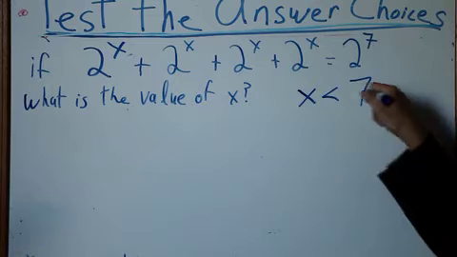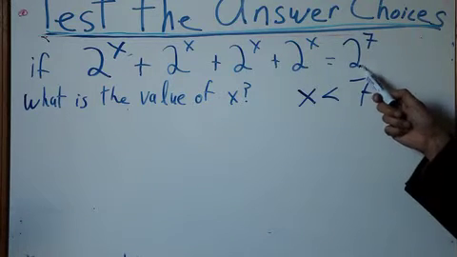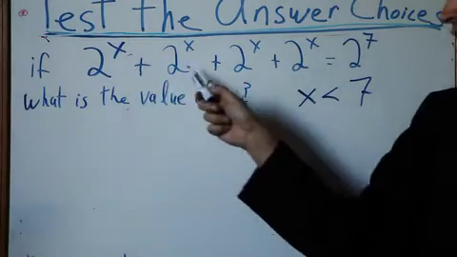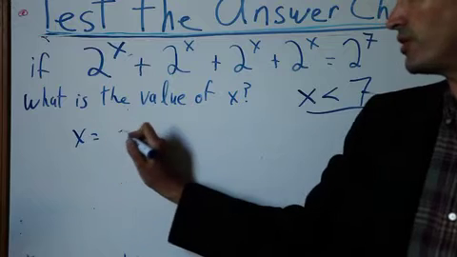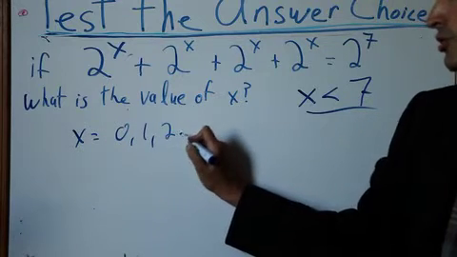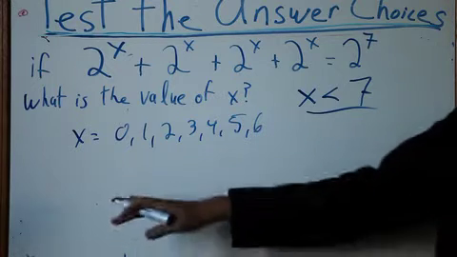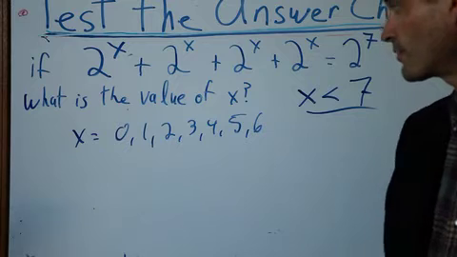I can look at that and see that x would be less than 7. Since the right side is 2 to the 7th, if you had a few 2 to the 7ths added, that's going to be more than just a single 2 to the 7th. And if you can spot that, you can maybe think of a few numbers that could be potential answer choices that we can test out as x and see which one actually works.